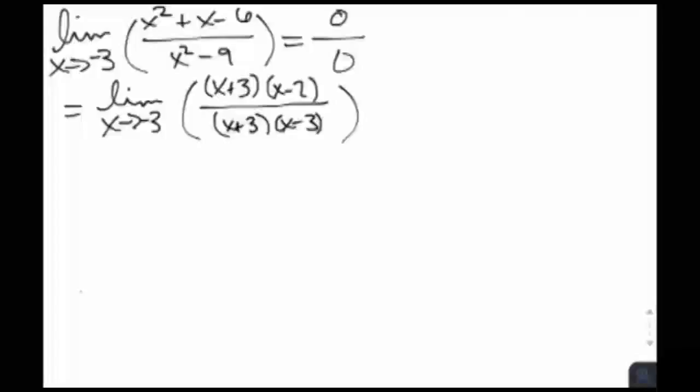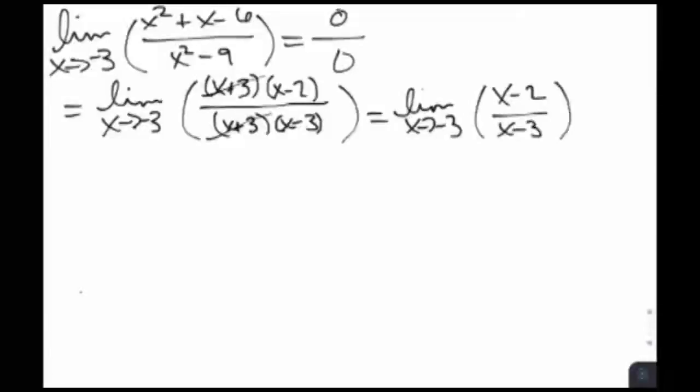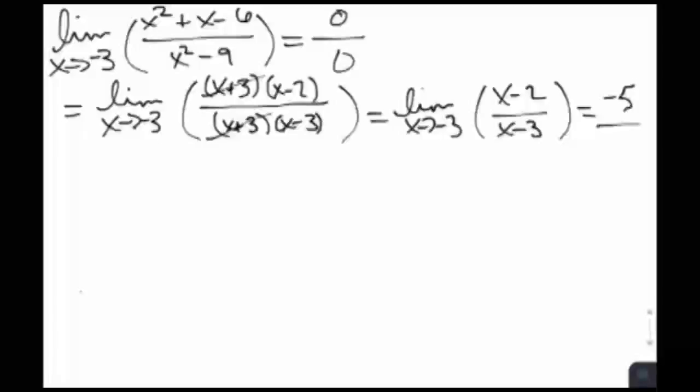So, continuing on, can we simplify this second term any farther? Yes, you can. You can cross out the x plus 3 on the top and the x plus 3 on the bottom. That will leave us with the limit as x approaches negative 3 of x minus 2 over x minus 3. Now, since we can't simplify it anymore, we can plug and chug like we did in the other problems. What is negative 3 minus 2? That is negative 5. And what is negative 3 minus 3? That is negative 6. So negative 5 over negative 6, and a negative divided by a negative is a positive.